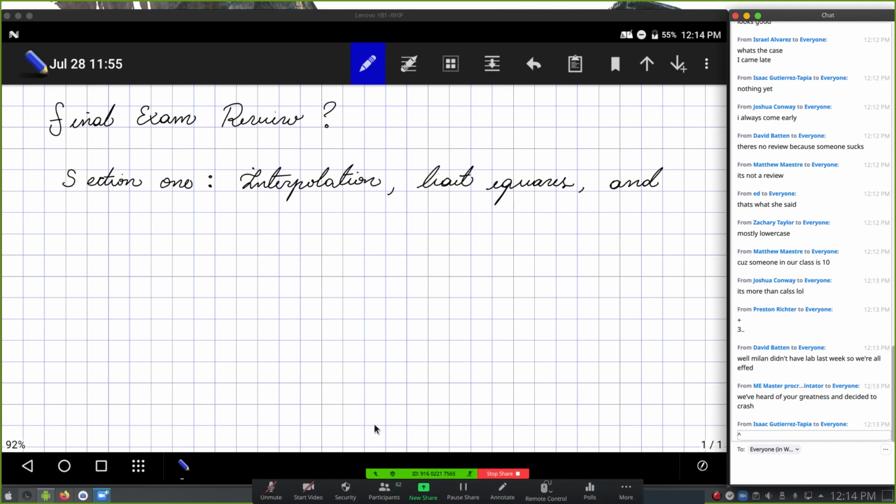Give me 1 second. Oigan, ¿se pueden callar? Dios mío.